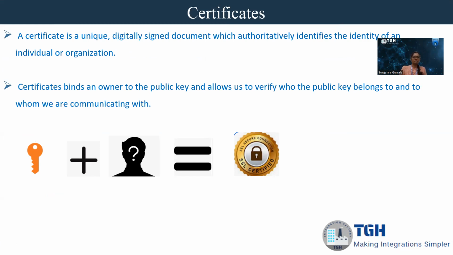Now we have the public key, but how do we identify that a particular public key belongs to a specific individual or an organization? This is the role of a certificate. A certificate is a unique digitally signed document which authoritatively identifies the identity of an individual or an organization. It binds the public key to the owner and helps us identify to whom the public key actually belongs and to whom we are communicating with.